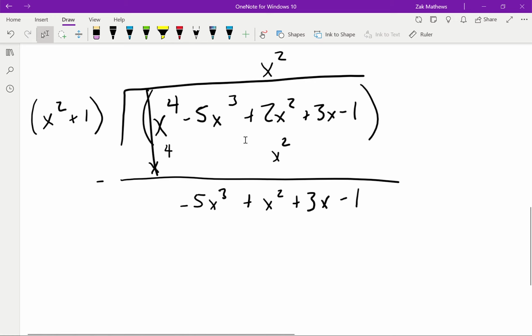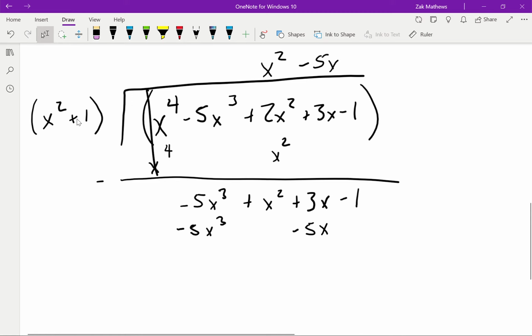Next, restart the process. Negative 5x cubed divided by x squared is how much? It's a negative 5x. Try that again. Negative 5x times x squared is negative 5x to the 3rd. Negative 5x times 1 is a negative 5x.